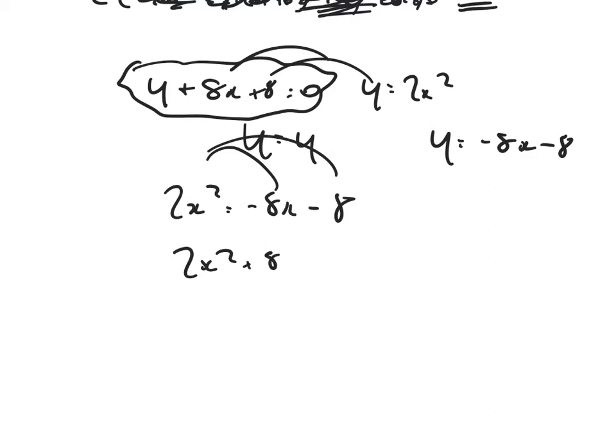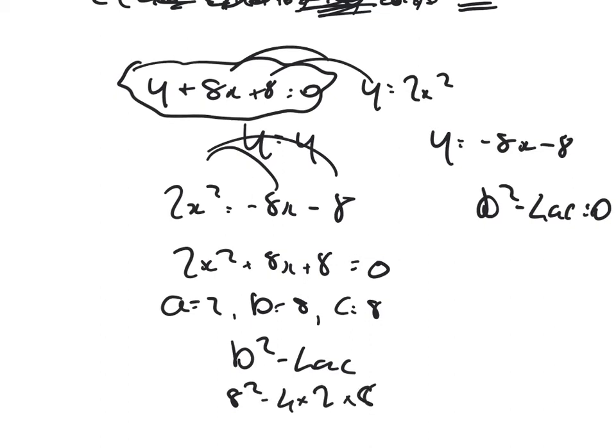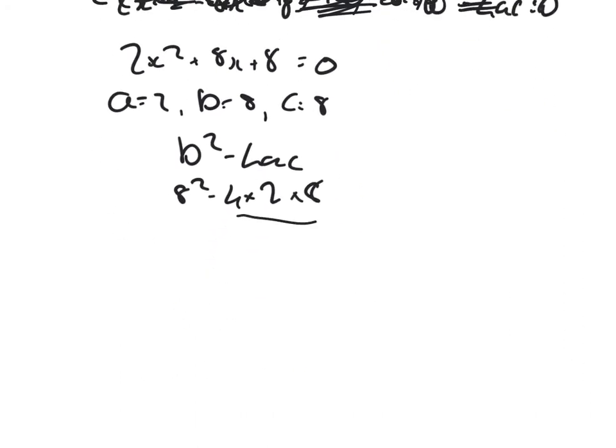And bring those across. Remember that for tangency, the condition that I'm looking for is that the discriminant is going to be equal to 0. A's 2, b's 8, and c's 8. B squared minus 4ac, so that's going to be 8 squared minus 4 times 2 times 8. And 4 times 2 times 8 is 64, so it's 64 take away 64, which is equal to 0. D equals 0, therefore tangency exists.